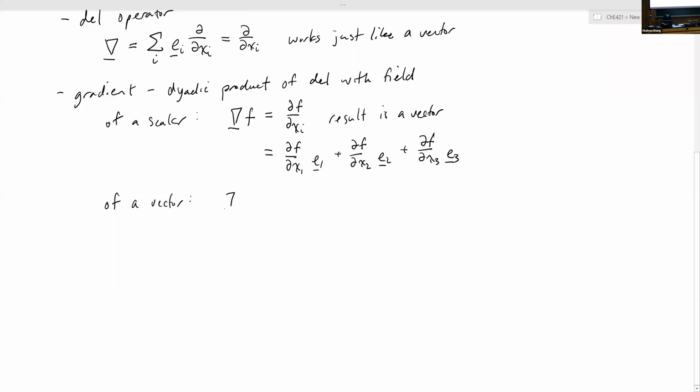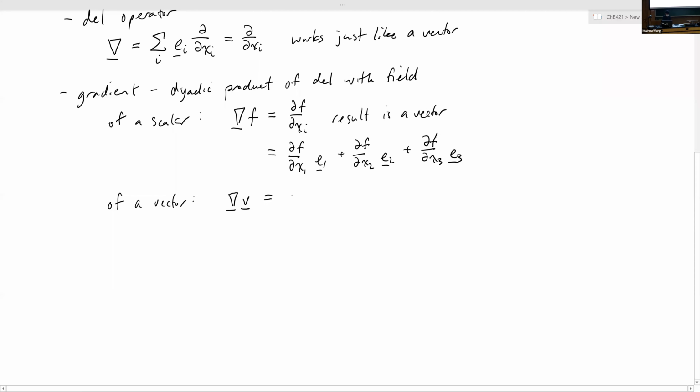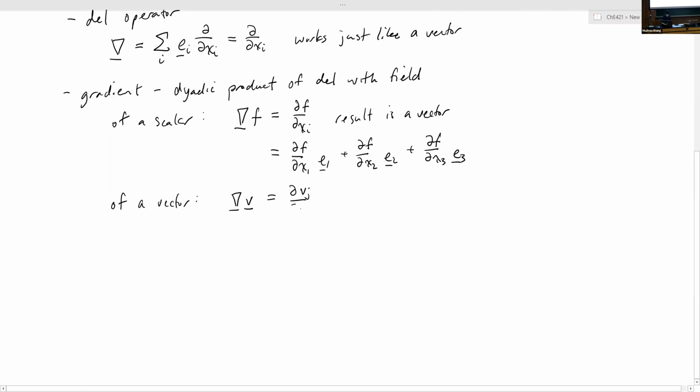So the gradient of a vector just looks like this. And so this is the dyadic product of del and v. And so it looks something like this. Okay? And this result is a tensor. Okay? This is called the velocity gradient tensor. We'll use this all the time. Right? You can imagine reasons why in a fluid mechanics class we would use this all the time.